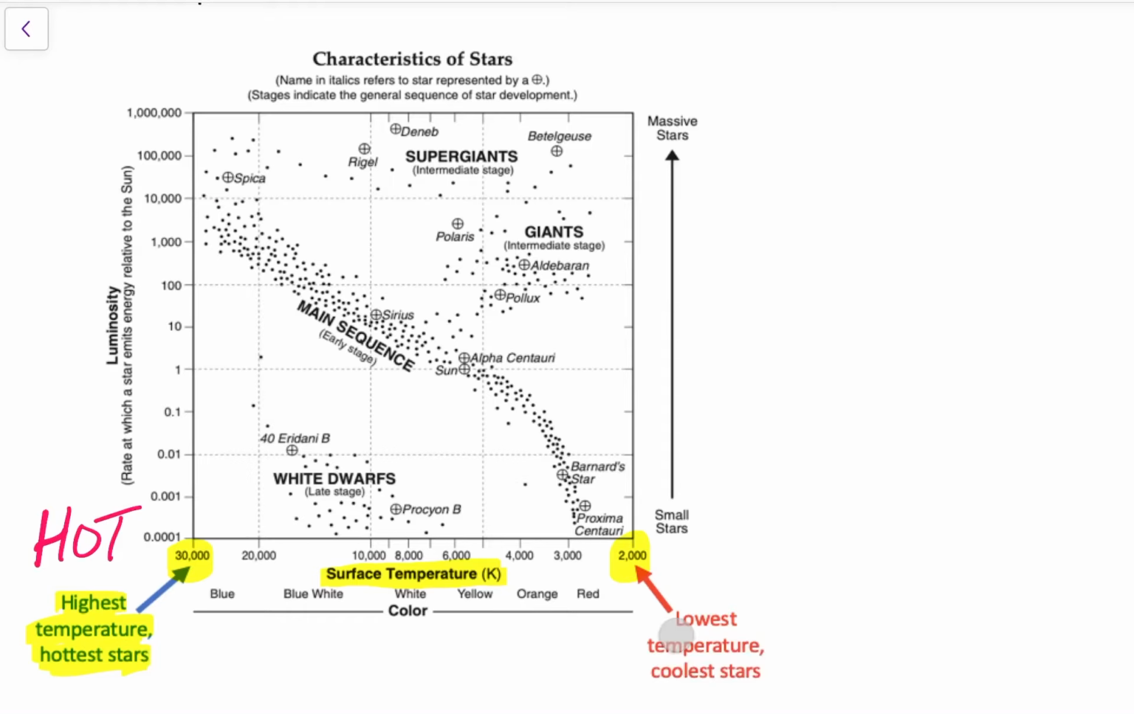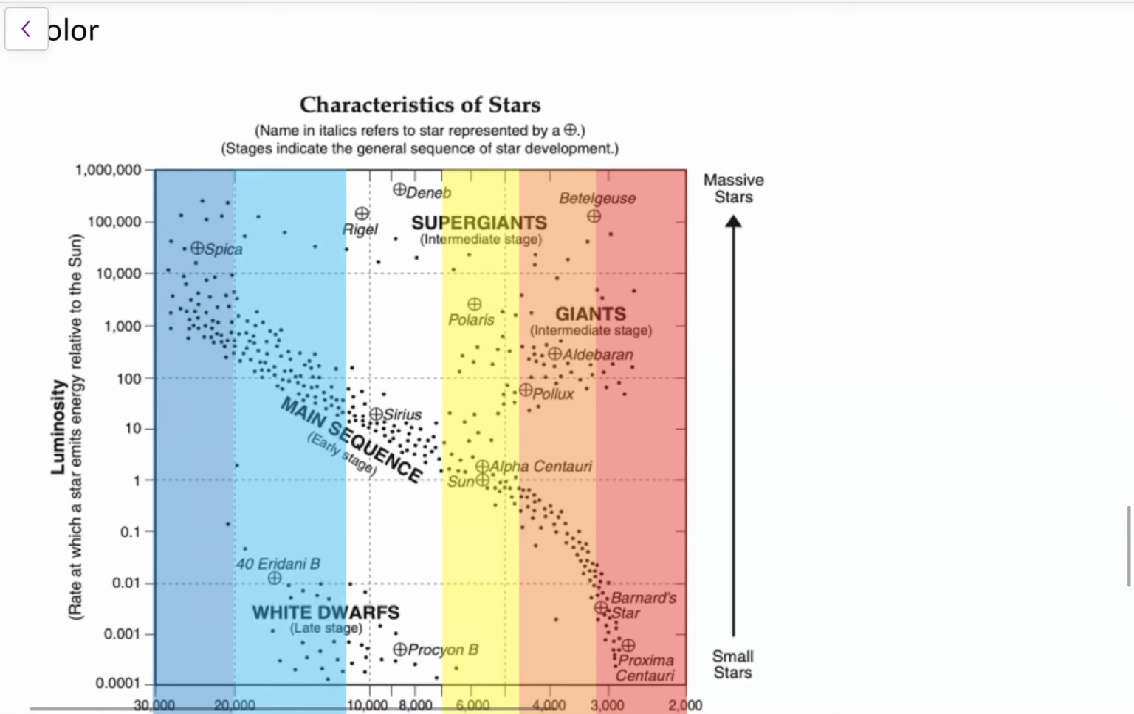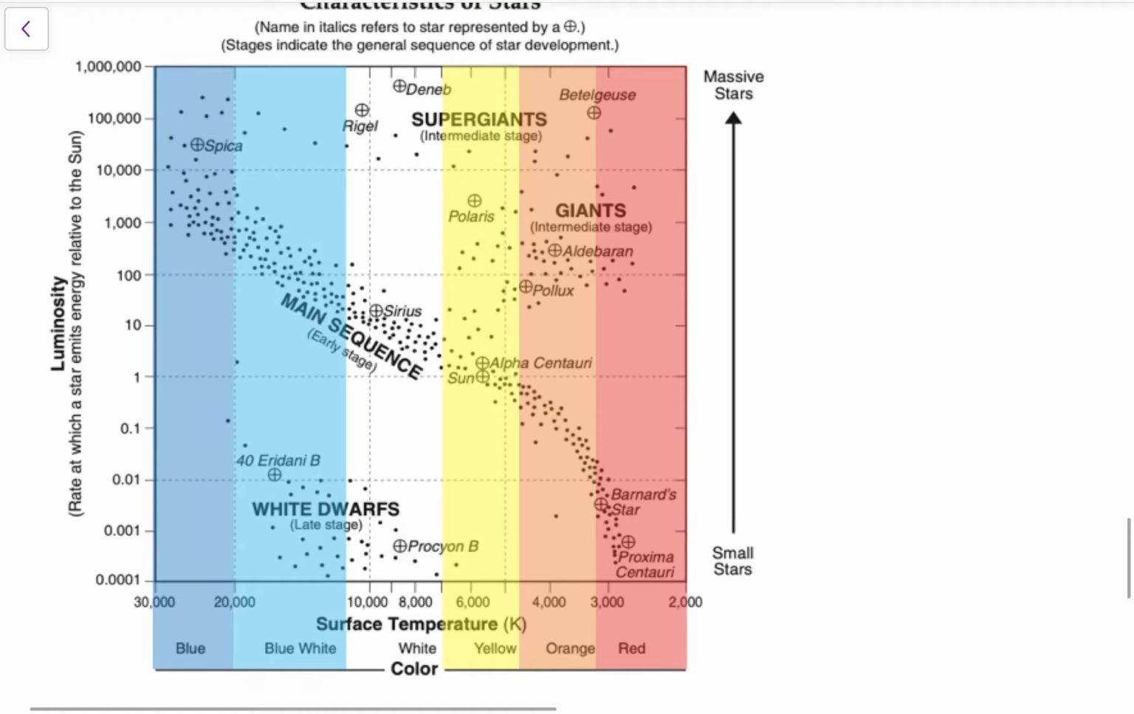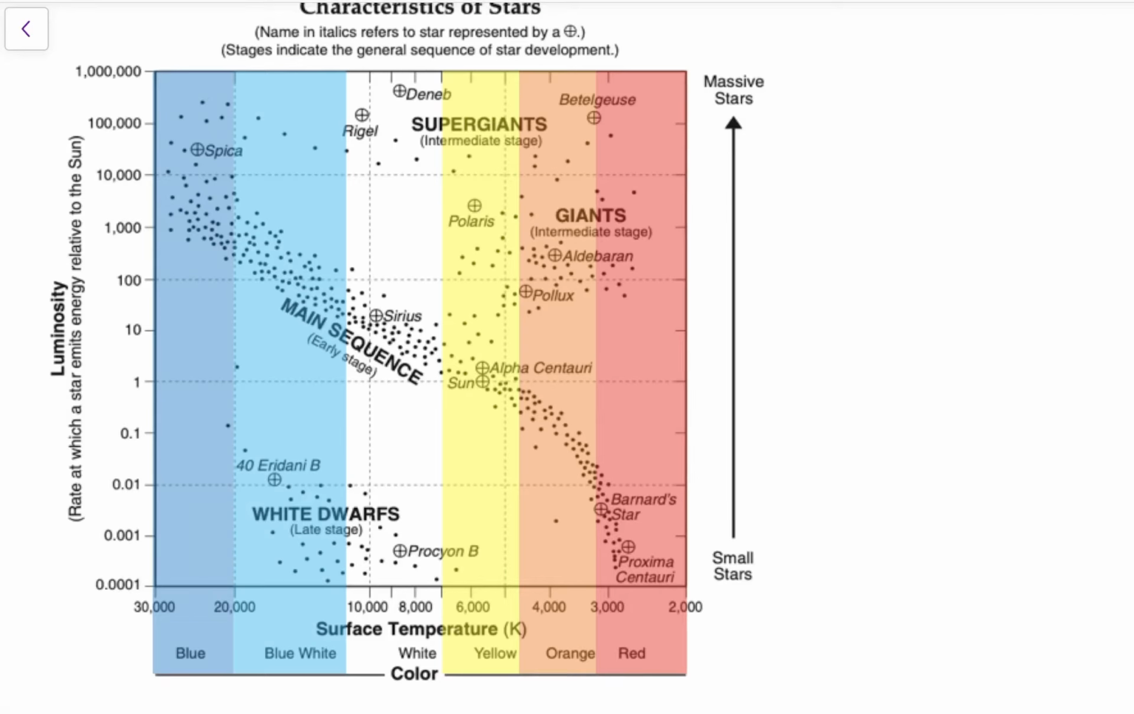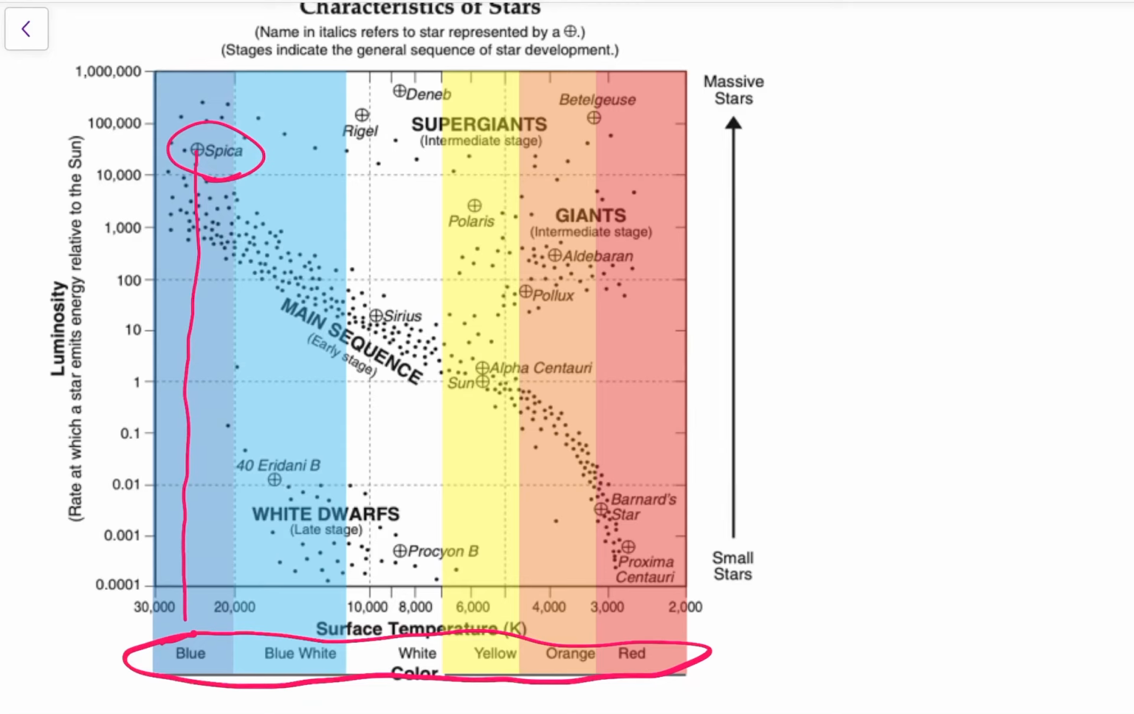Let's go ahead and look at the last characteristic that we're going to look at today on the diagram, and that's color. You might have noticed that color is listed underneath the surface temperature. To find the color of a star, it's the same thing you do to find the surface temperature. Find a star. Let's look at Spica again up here. Draw a line straight down, and basically wherever that line lands is the color of the star.